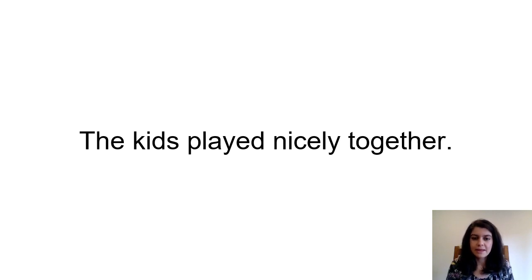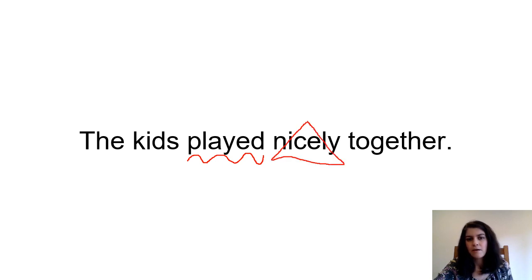The kids played nicely together. What's the verb in this sentence? Say it out loud. Good job. The verb is played. So I'm going to wiggle underline that verb. And I'm going to ask myself, how did the kids play? What's the adverb? Say it out loud. Great job. The adverb is nicely. So I'm going to put my triangle around nicely. Then I'm going to draw my arrow from nicely over to played. Good job.